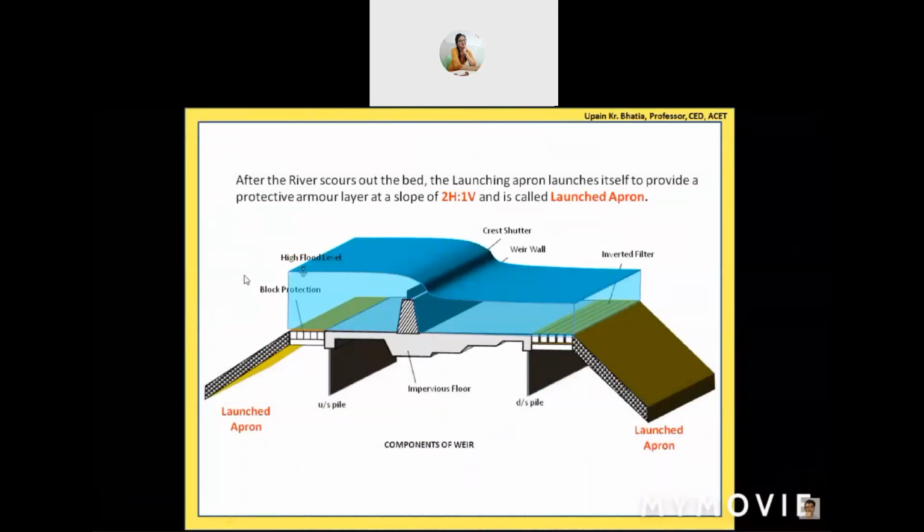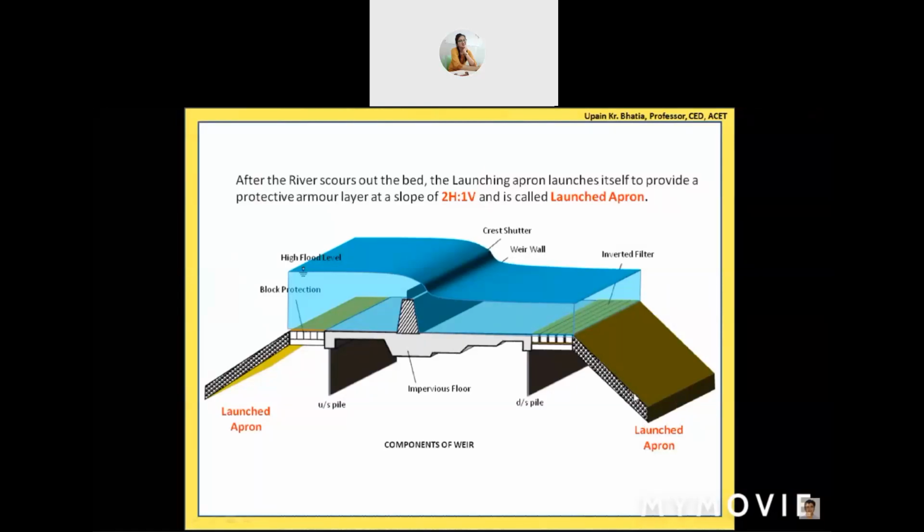When the flood wave passes and the normal flow conditions prevail again, this will not come back. It will be there, and it will keep protecting. Now, when normal conditions prevail, the bed level may start building up again because of the deposition of sediment that comes from the upstream side. But this launched apron will remain in the position of the launched apron only, and it will keep protecting, because the riverbed is loose, unconsolidated and cohesionless material.